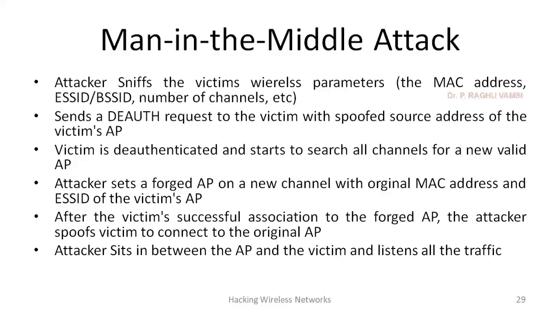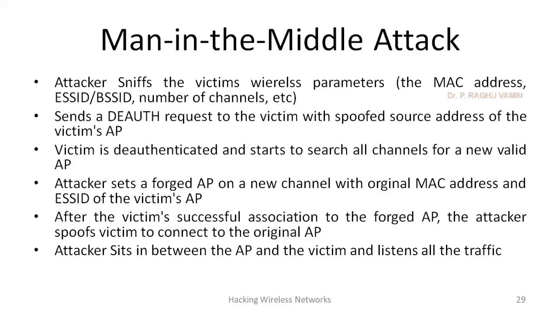Now here the attacker's role comes into the picture. The attacker sets up a forged AP, that is a rogue access point or forged access point, on a new channel. Previously the actual access point may be using channel 1 or channel 2 for communication, and this rogue access point may use channel 5 or 6, that is up to the attacker's wish, on a new channel with the original MAC address. Whose original MAC address? The original MAC address of the access point, because here the first communication takes place at layer 2, not layer 3. Layer 2 is the MAC address. So the original MAC address and ESSID of the victim's access point.